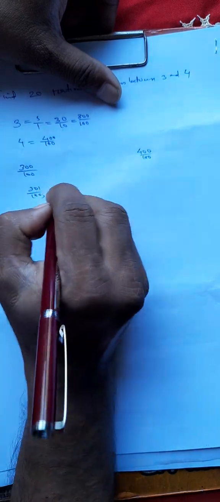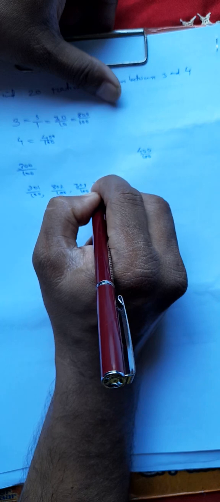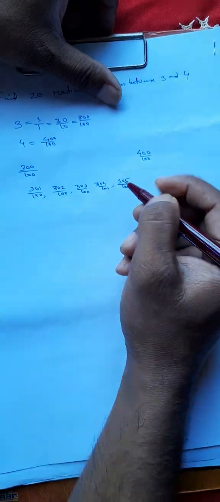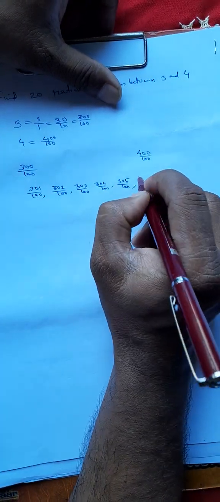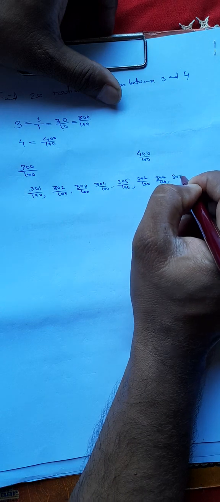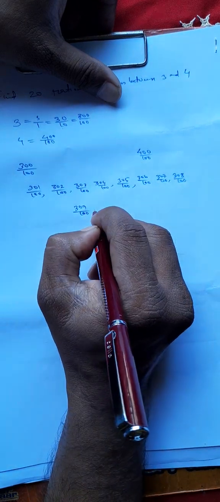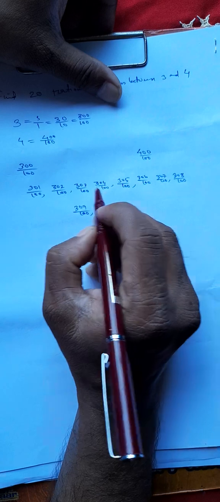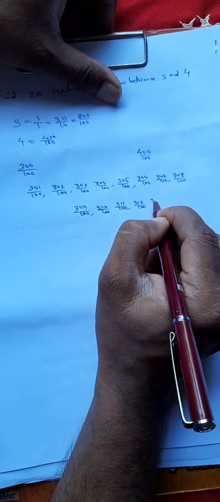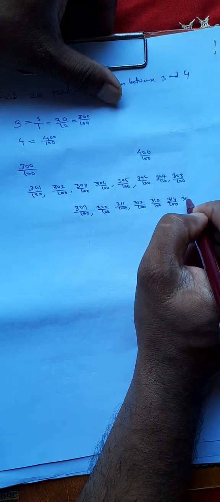301 by 100, 302 by 100, 303 by 100, 304 by 100, 305 by 100, 306 by 100, 309 by 100, 310 by 100, 311 by 100, 312 by 100, 313 by 100, 314 by 100, 315 by 100.